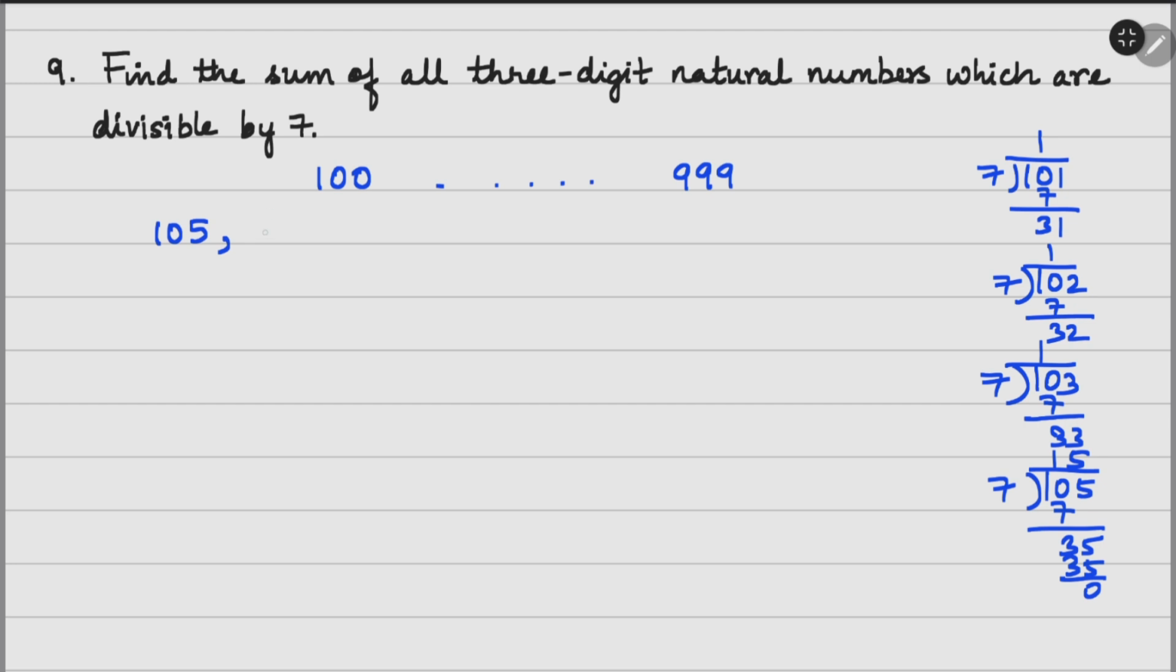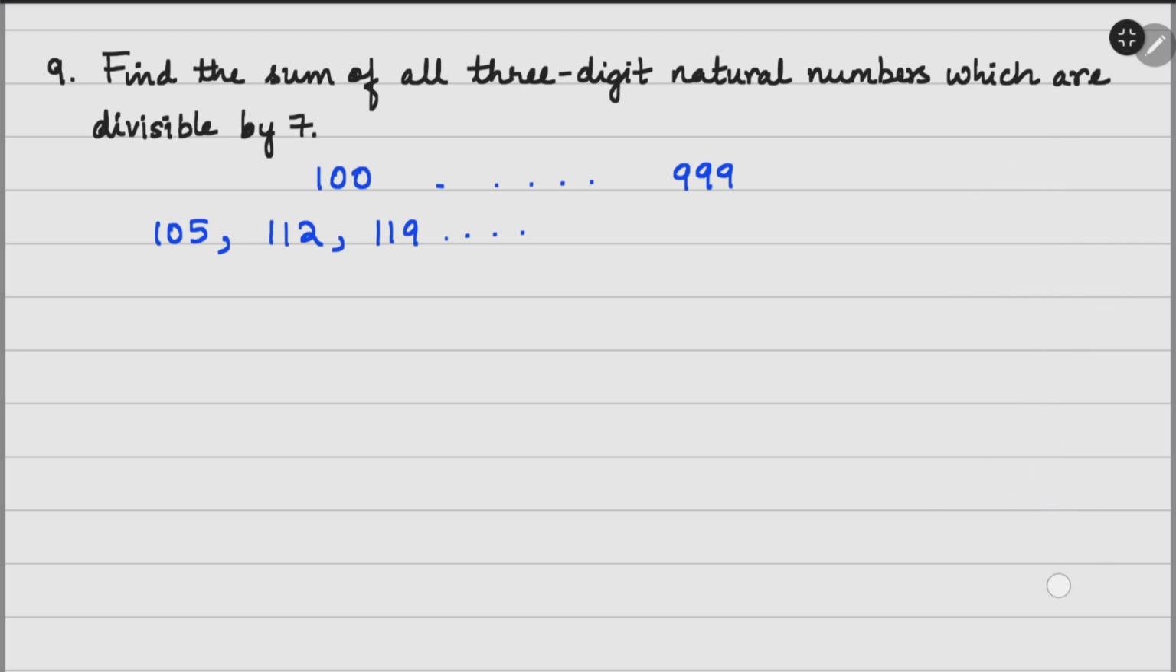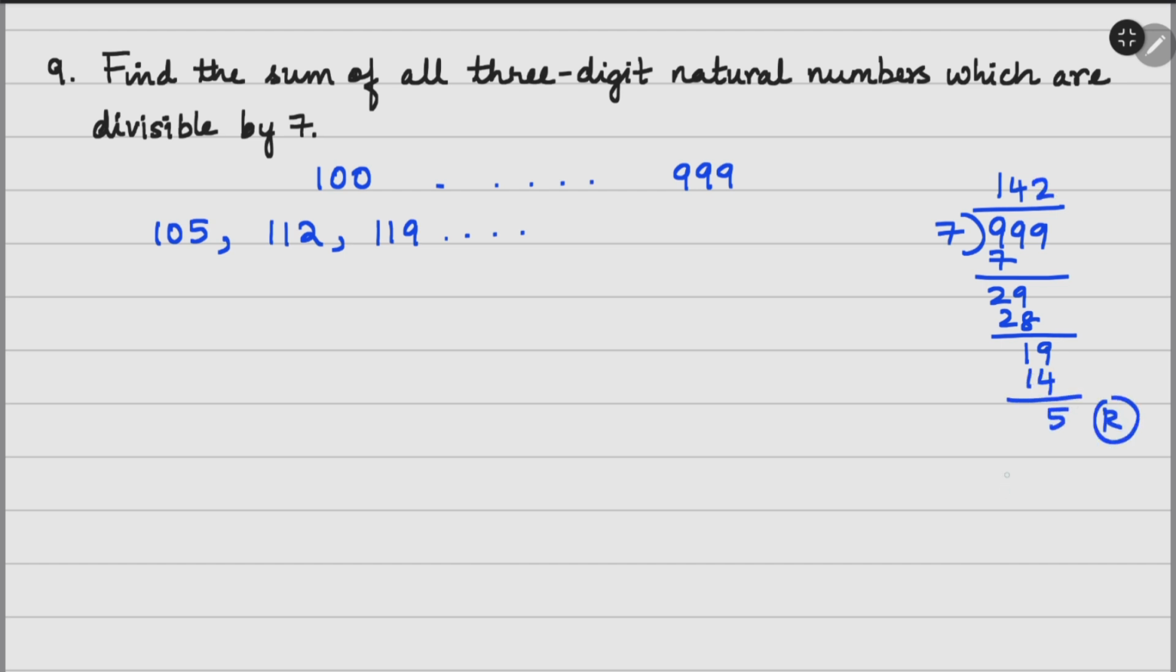So 105 is the first 3-digit number which is divisible by 7. Add 7 to it, so it will be 112. Again add 7 to it, 119, and it goes on. So let's calculate what is the last number just before 999 that is divisible by 7. So 999 divided by 7. 7 ones are 7. You have 29. 7 fours are 28. Again 1, 9. 7 twos are 14. So you have remainder which is 5. So what you can do? Subtract 5 from 999. So you have 994. So 994 is divisible by 7.